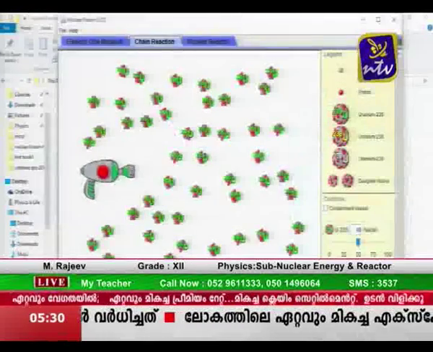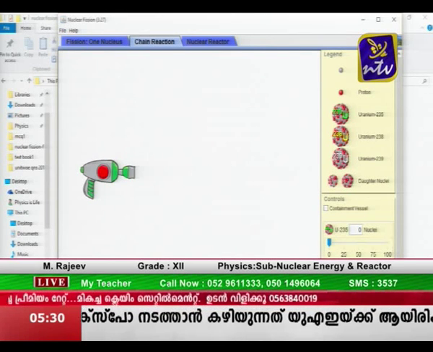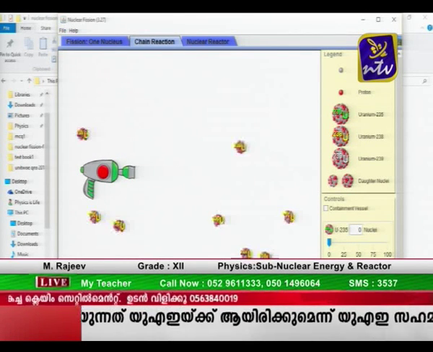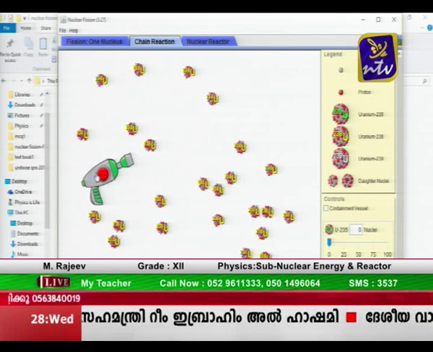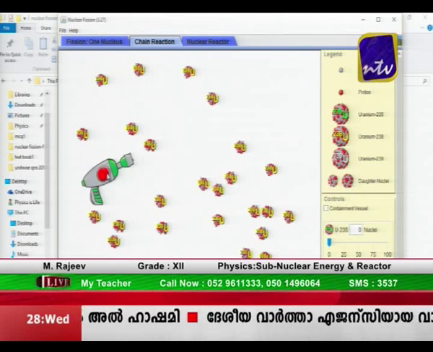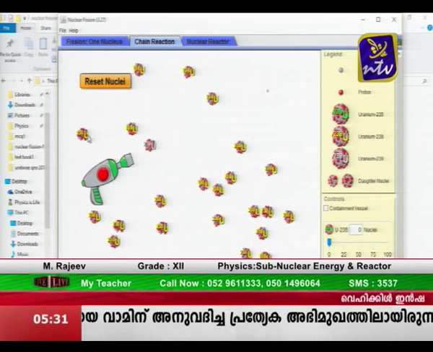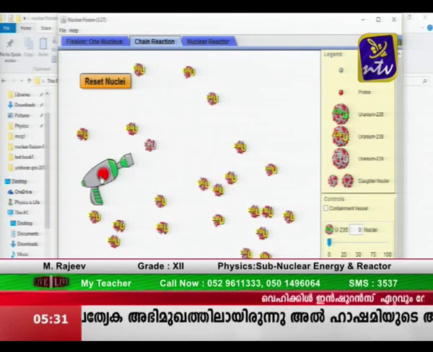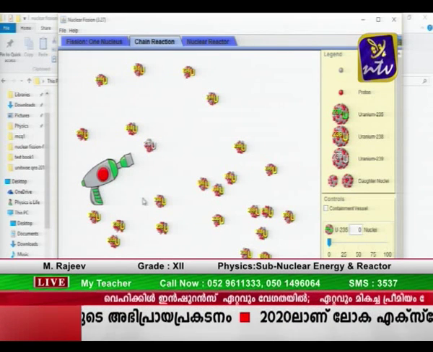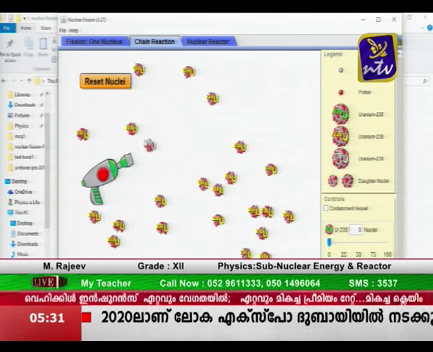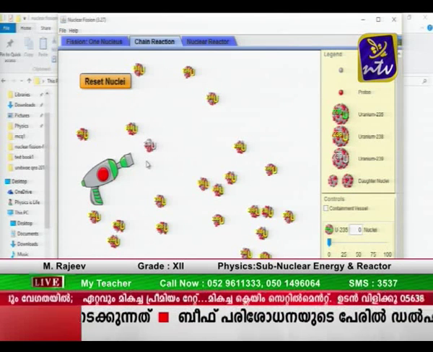You just observe. This time I am going to use uranium-238 instead of uranium-235. Let us see what is happening with uranium-238. See, I bombarded it with a neutron. Nothing happened. The neutron was absorbed inside, and it is converted to uranium-239 only. The nucleus absorbed it because it is not fissionable.